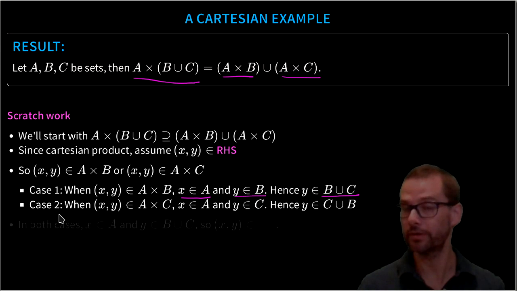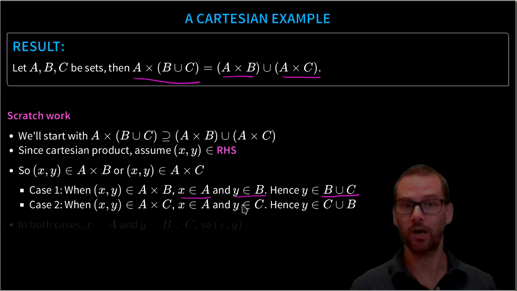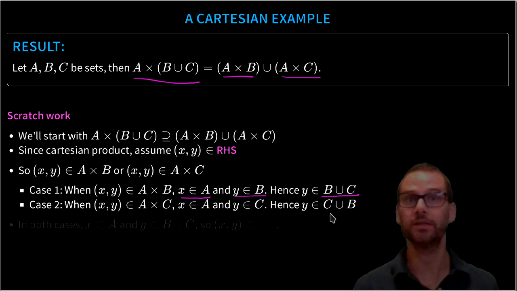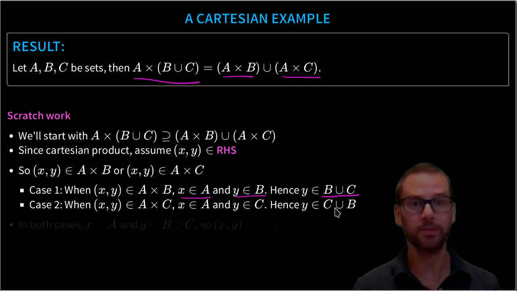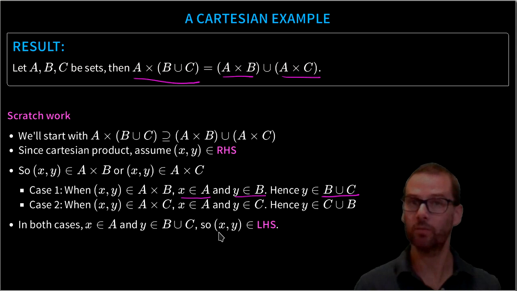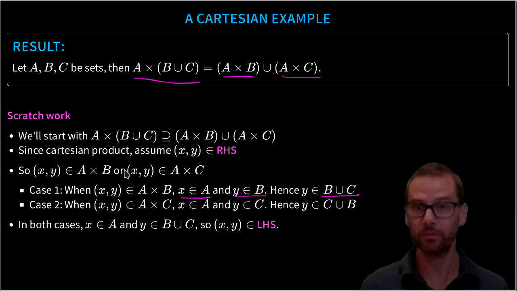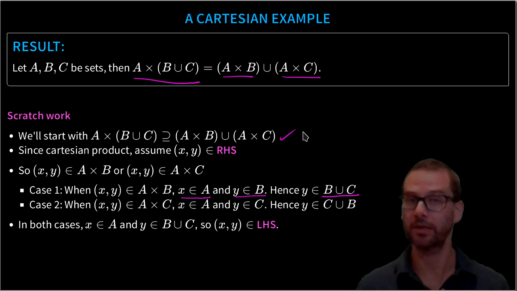Now, case two is very, very similar. x, y is in A times C, so x is in A, y is in C, and again, we can use that same bit of logic: y is in C, union anything we want, so we might as well pick something useful. Let's pick C union B. So in both cases, we have that x is in A and y is in B union C. So x, y is in the left-hand side, which is just what we need. Okay, so if x, y is in the right-hand side, then it's in the left-hand side. So we've proved that inclusion.